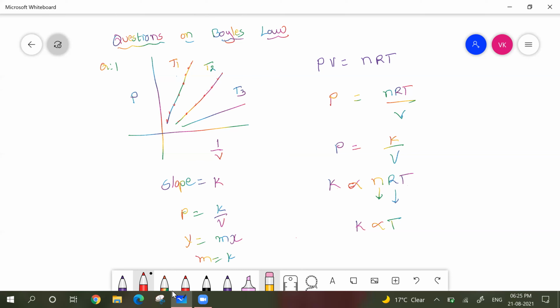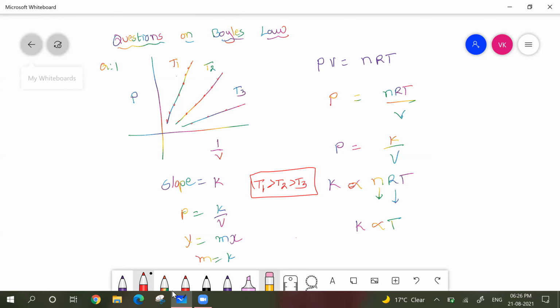Here the temperature will be constant only on this line. But when you compare these two, definitely they used to have different temperatures. Understand? So that's why we could compare now. So what is the answer now? T1 is greater than T2, which is greater than T3. This is the correct answer. So hope you understood this question.